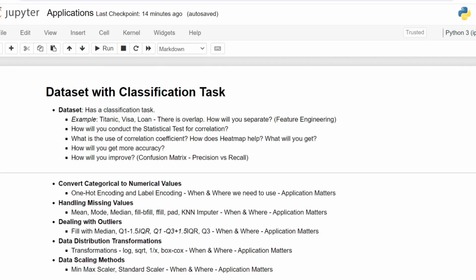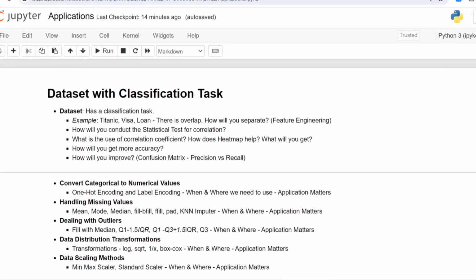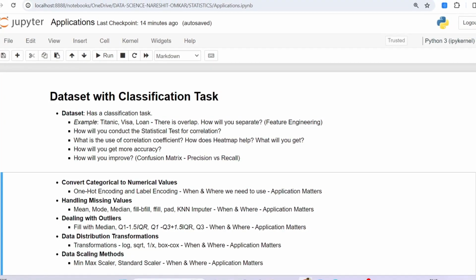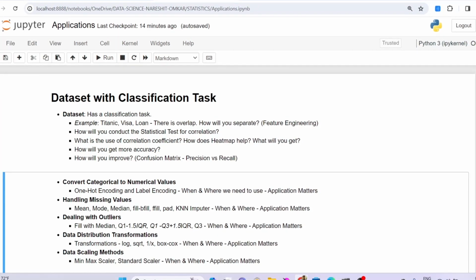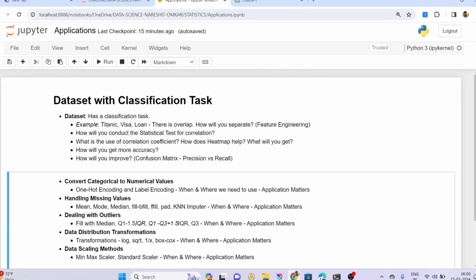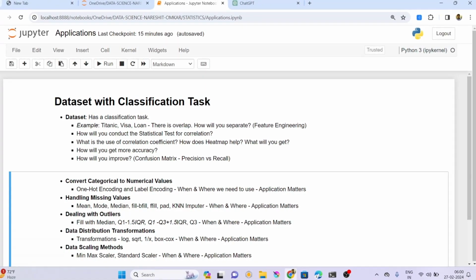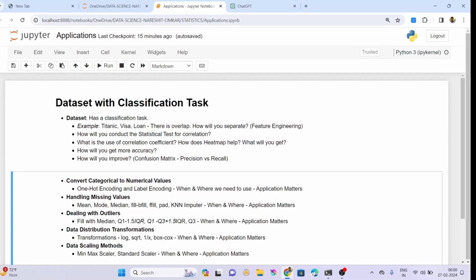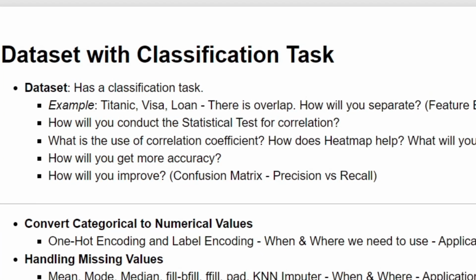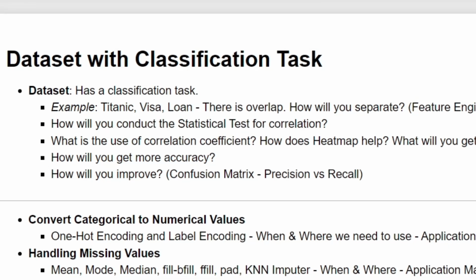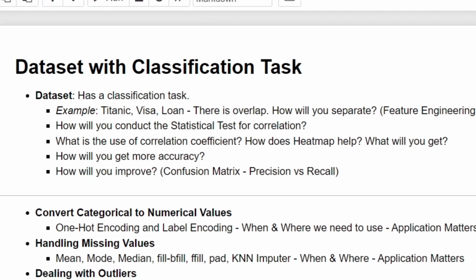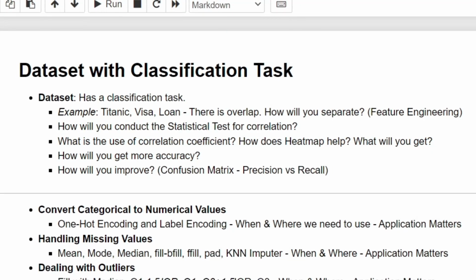How will you conduct the statistical test for the correlation between the input and an outcome variable, in the case of classification and in the case of regression? Because these two types are the majority we see in machine learning. And what is the use of the correlation coefficient? We try to show it in the heat map, and what will you get out of it, and how will you get more accuracy, and how will you improve a confusion matrix, which is nothing but precision versus recall.